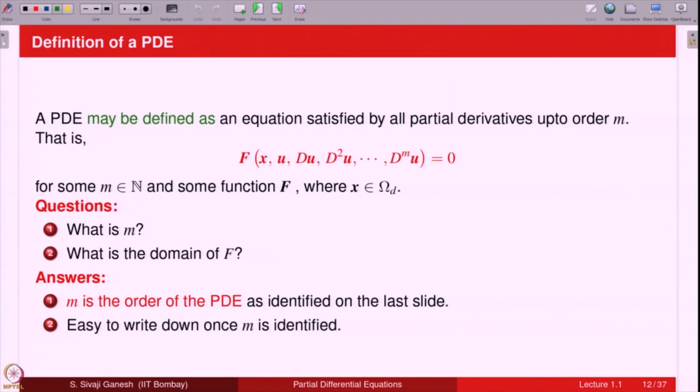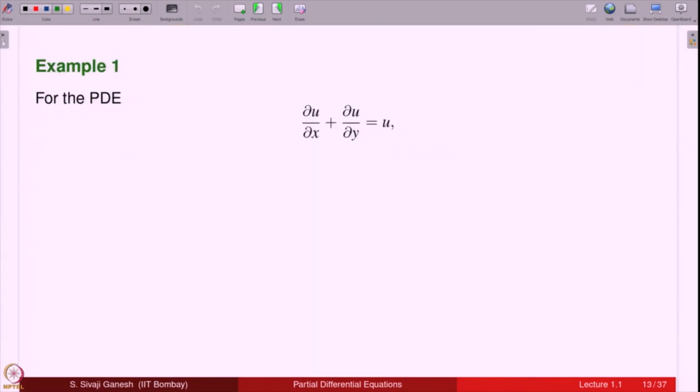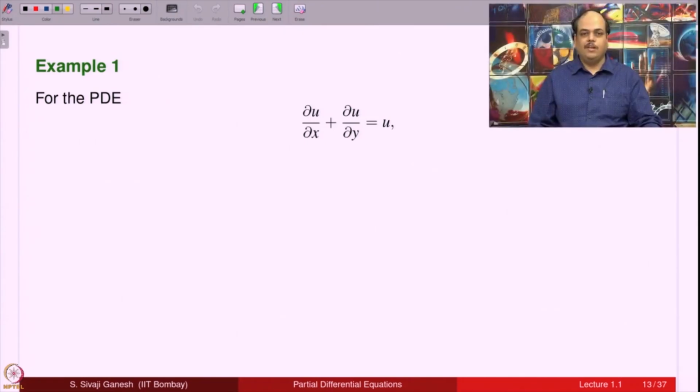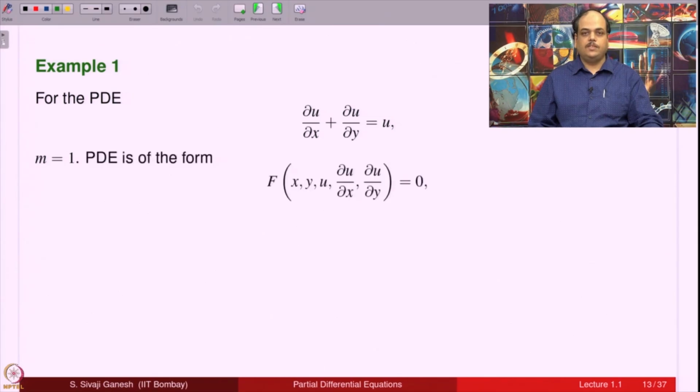And now, once you know this, it must be easy to write down the domain of F. Once you see the equation, it is easy to write. Let us look at some examples. Examples, it is always easy. So, for this PDE, ∂u/∂x plus ∂u/∂y equal to u, m is 1, that means a first order PDE. So, a first order PDE means it has to be expressed as F of x, y, u, Du equal to 0. Du means all first order partial derivatives, which are ∂u/∂x and ∂u/∂y. So, it should be written in this form.